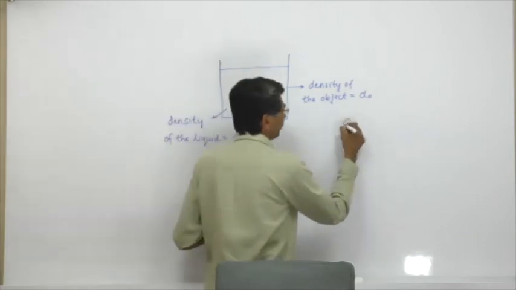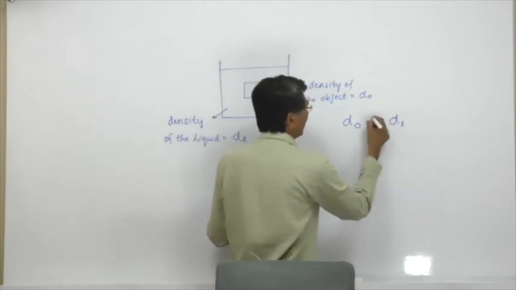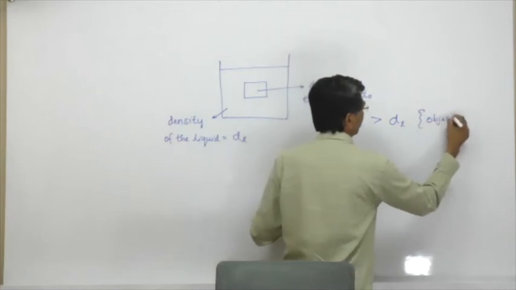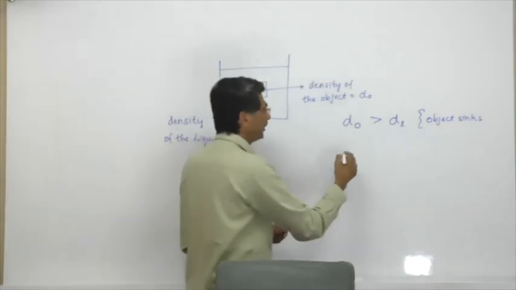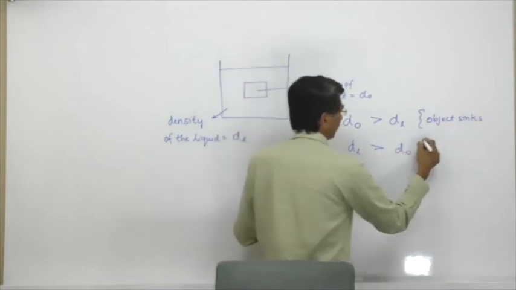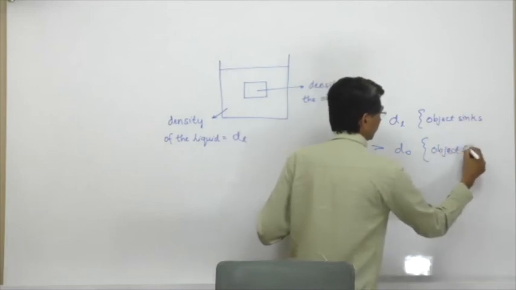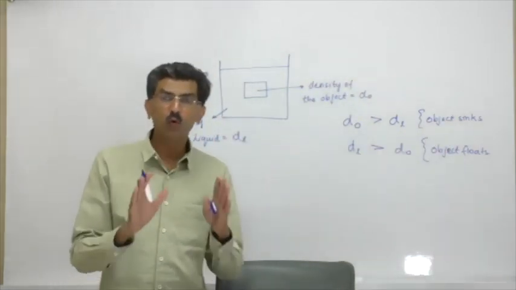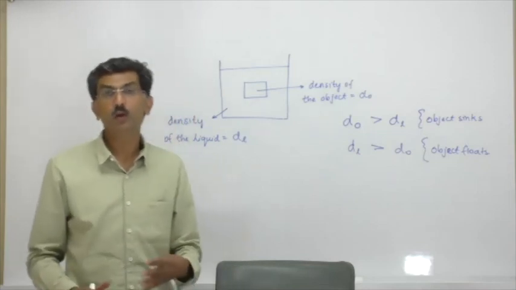So what happens is, if the density of the object is greater than the density of the liquid, then the object sinks. When the density of the liquid is greater than the density of the object, the object floats. And this can be determined only by comparing densities. The size, shape, weight of the object do not matter.